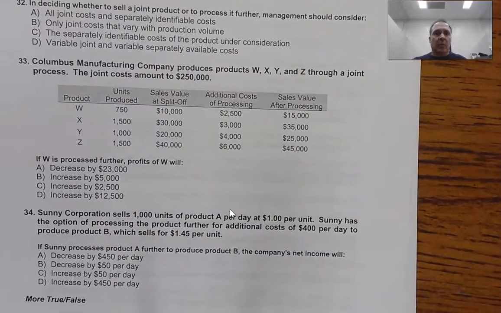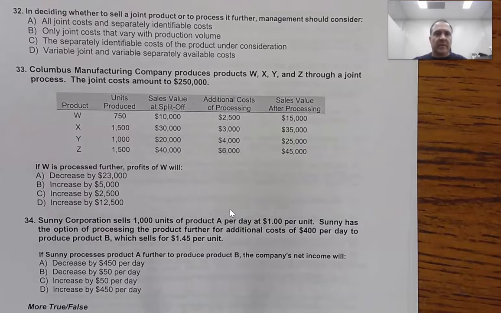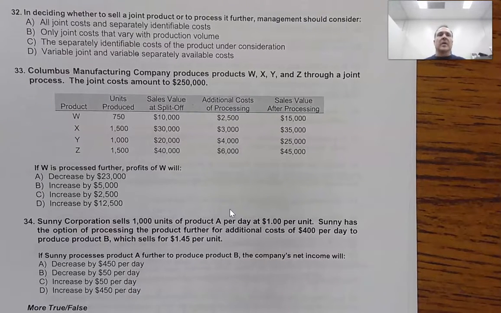Yeah, let's see here what we've got. Let's see if we can fit this in. I think we can. So question 32 says, in deciding whether to sell a joint product or process it further, management should consider. Okay, now, I haven't read this one, so let's just look over it for a moment.